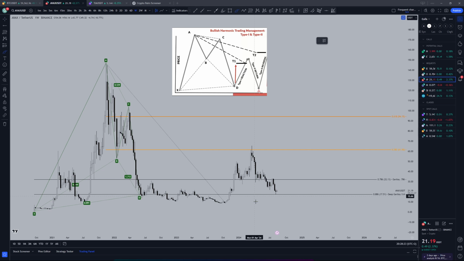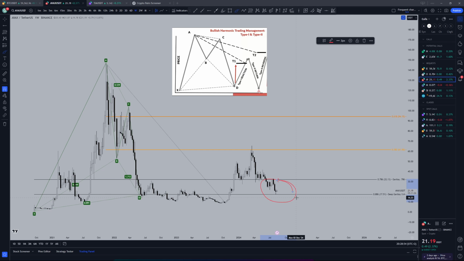Well, what do we see? We saw a really nice reaction off of that initial reversal zone right over here. We saw that initial reaction, we tapped the 0.382 on the weekly, and we did not close above. So what did that tell us? Because we didn't close above this TP, we can expect lower. We can expect this type 2 return, highlighted right over there. So we get a type 1 reaction, then we get a type 2 return.